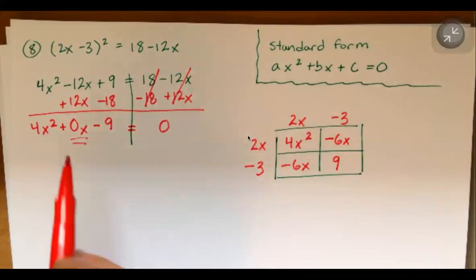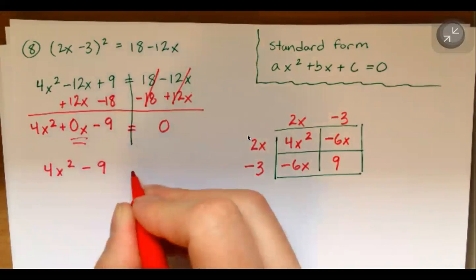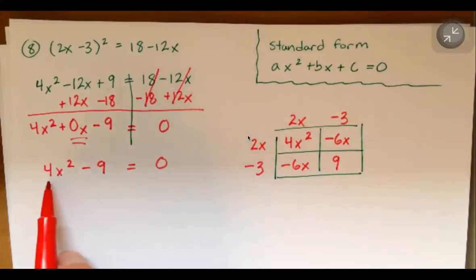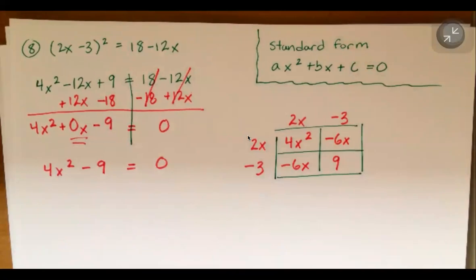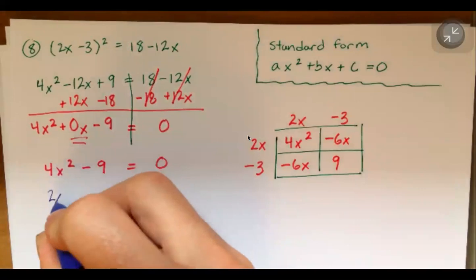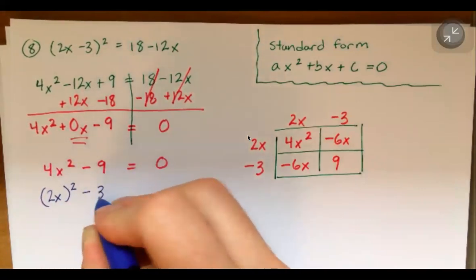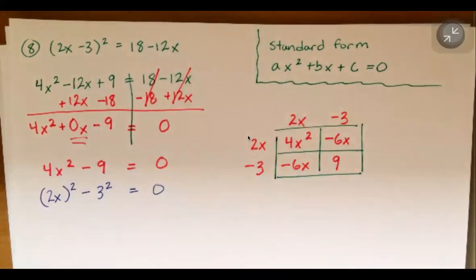Since this is 0, I can go ahead and rewrite this as 4x squared minus 9 equals 0. And this is something that comes up quite often. This is difference of squares. These are both perfect squares, and they are subtracted. So we could be thinking about this as 2x to the second power minus 3 to the second power. And once we notice that, we can apply our difference of squares factoring.